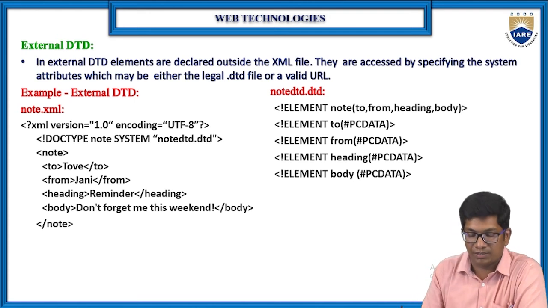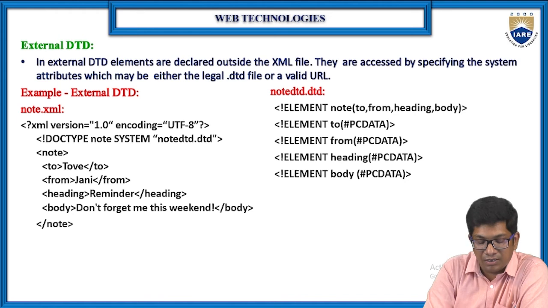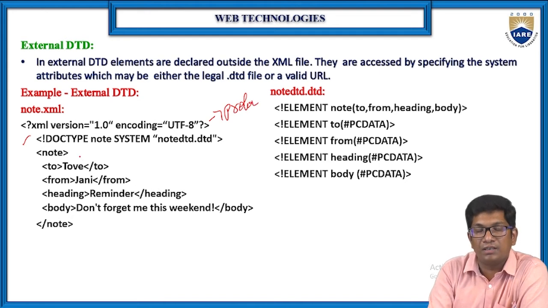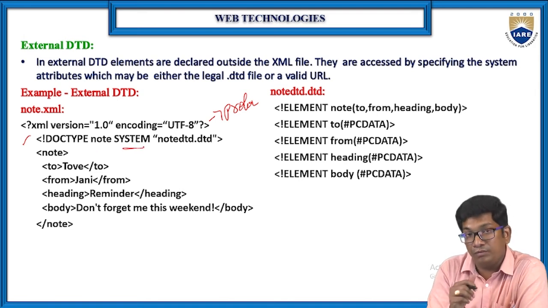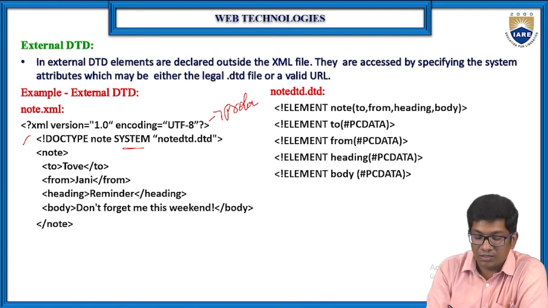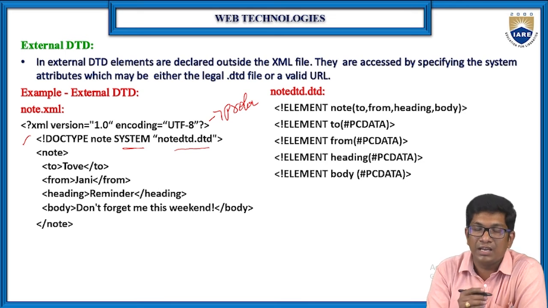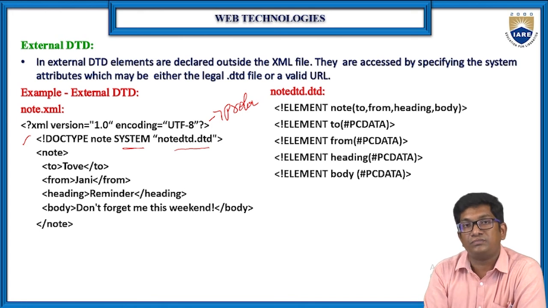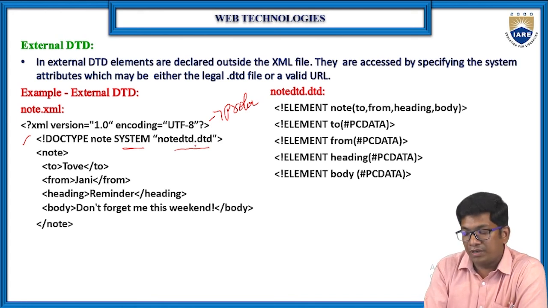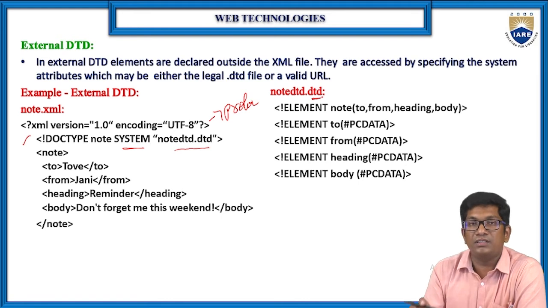See here, same as internal DTD, first we have to write the prologue. Next we have to start with left angular bracket, exclamation, DOCTYPE, space, note, space, SYSTEM. The capital letters we have to write. Then where is it in the XML file? So SYSTEM space note.dtd. If you are using SYSTEM, it means it is a private DTD file, that means it is on the same system. So given here note.dtd, that is also in the same document.